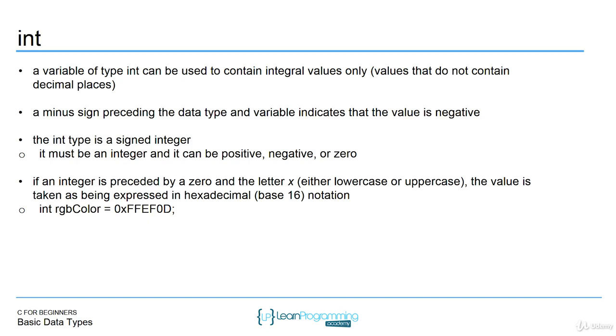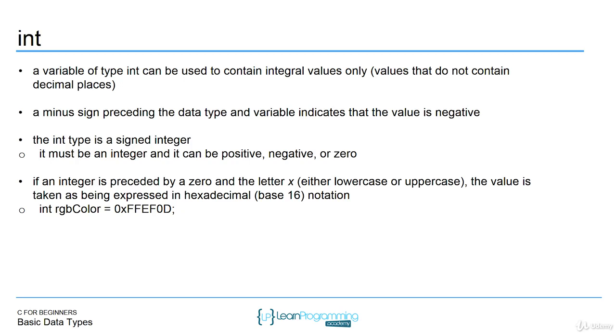But you can also assign hexadecimal numbers. The computer and the programming language allows that. If you want to assign a hexadecimal number to a variable that stores an integer, you just put the 0 and the x before. And that tells the compiler that this is a hexadecimal number. Hexadecimal numbers are base 16, so you can store letters A through F. So hexadecimal looks like 0xFFEF0D.